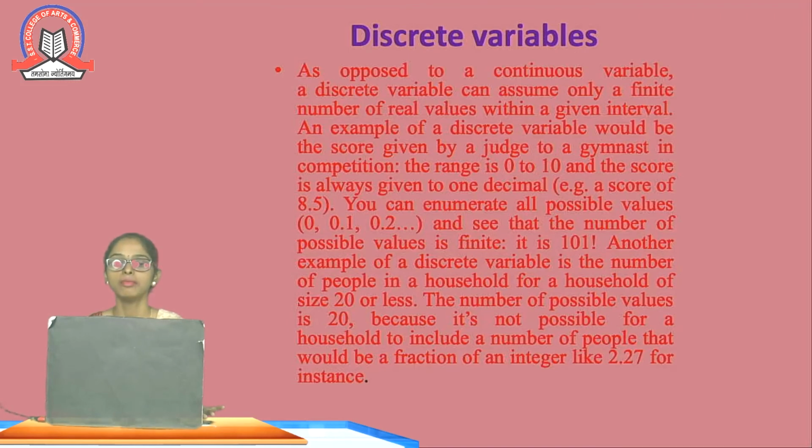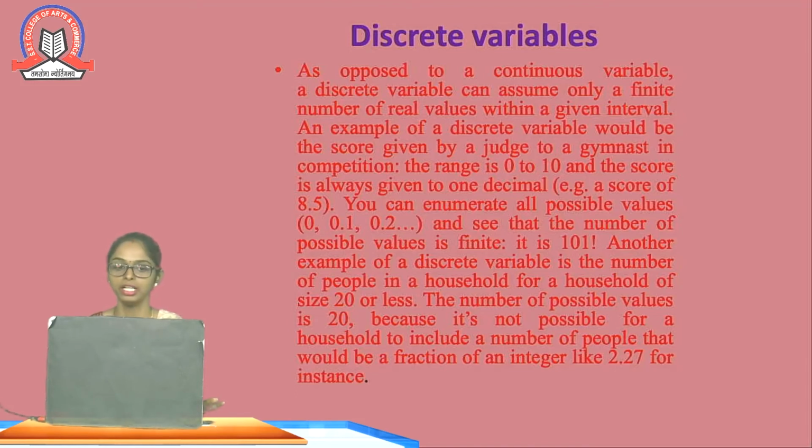Our next variable is discrete. It is opposed to the continuous variable, meaning it can assume only a finite number of real numbers within a given interval. An example of a discrete variable would be the score given by a judge to a gymnast in a competition. The range is 0 to 10 and the score is always given to 1 decimal.